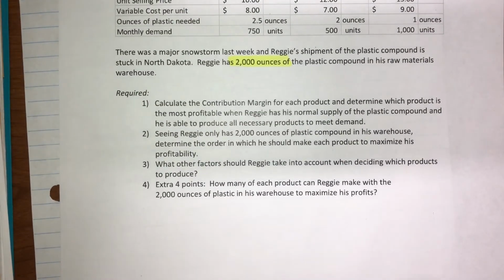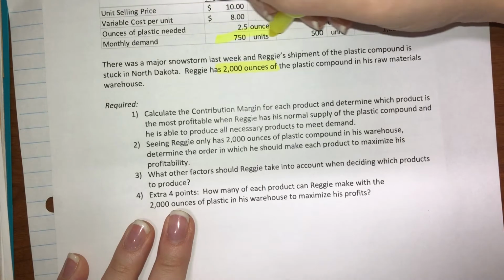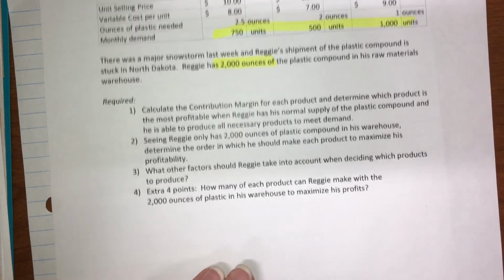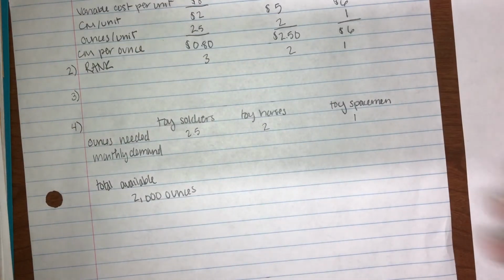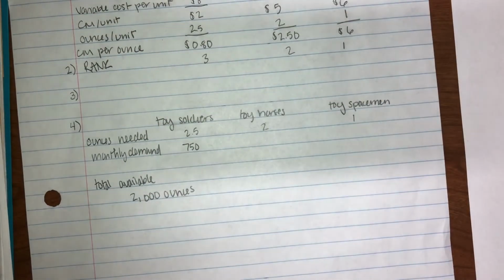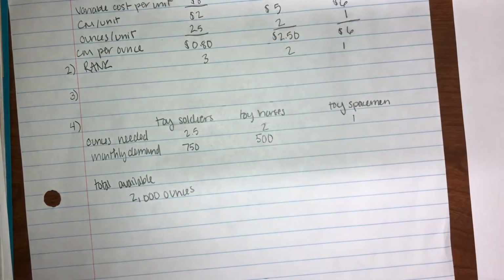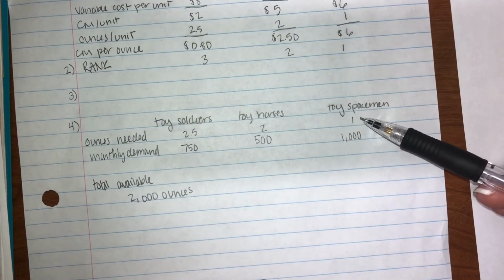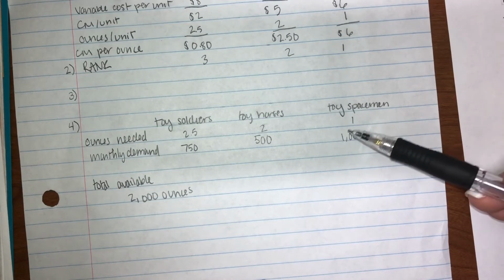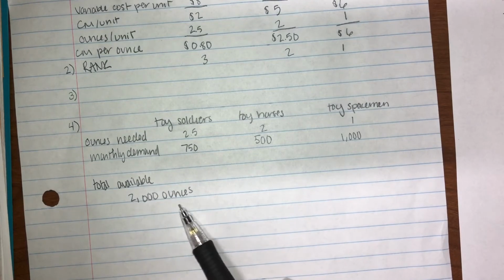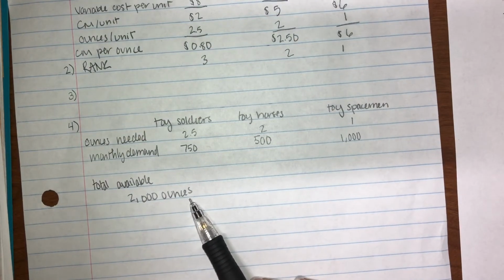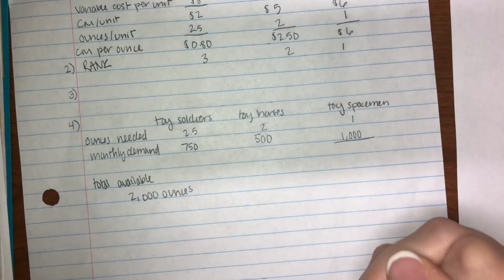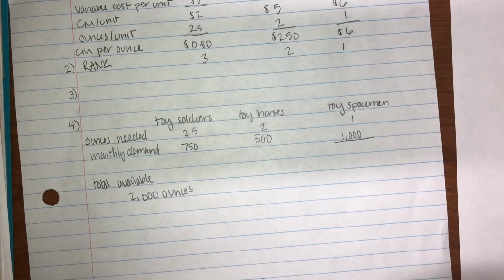Then I'm given some information on my table here. I'm using my highlighter, and it talks about my monthly demand. So that's what I'm going to multiply it by to see how much I should start allocating. I have 750 needed or wanted for the toy soldiers, 500 for the toy horses, and 1,000 for the spaceman. So hopefully you can see that what we're doing right now is multiplying the ounces needed for each product by the monthly demand to see how much of this 2,000 ounces we can use for our higher producing products. This isn't telling me how many units I'm going to make. This is telling me how many ounces I'm going to use.